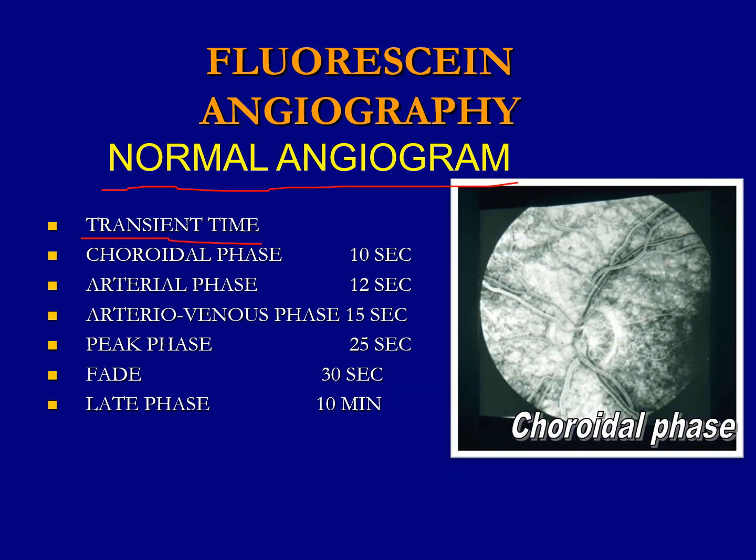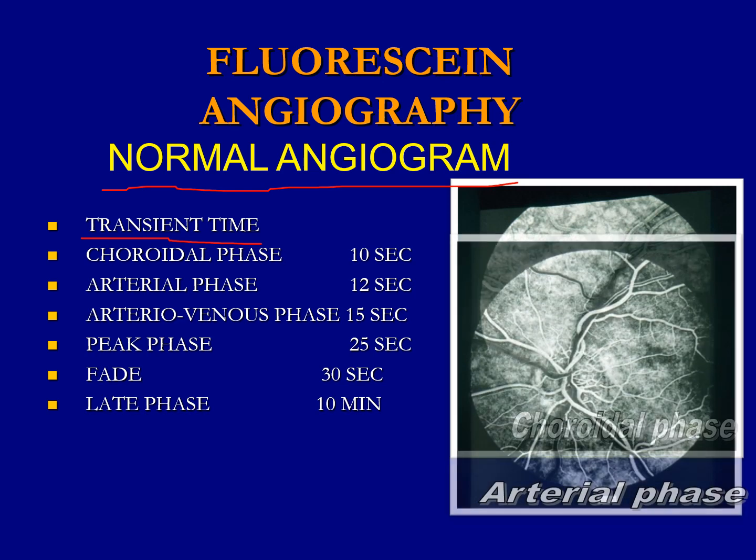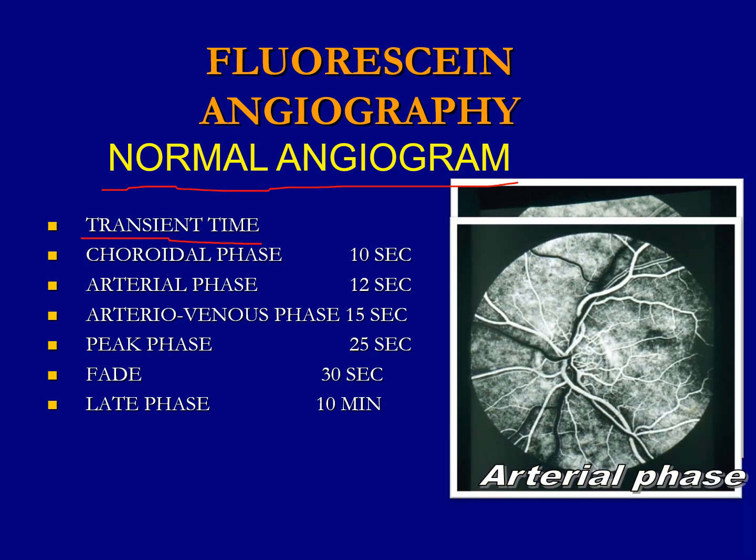Then is the choroidal phase. The choroid has got the richest blood supply in the body. So first of all, the dye reaches the choroid and you can see the white choroid is visible, and after the choroid it goes into the arteries, so we call it arterial phase. In the arterial phase you can see the arteries are seen as white while there is no dye in the veins, so the veins are still looking black.